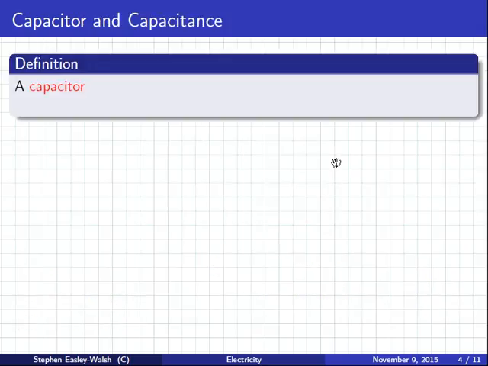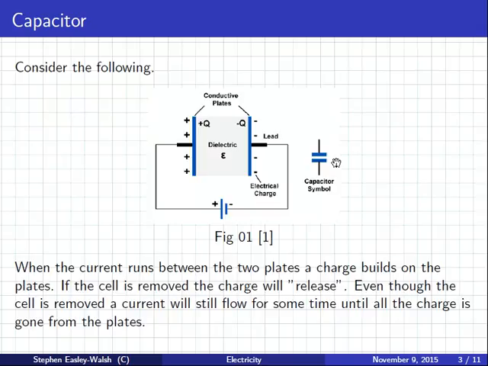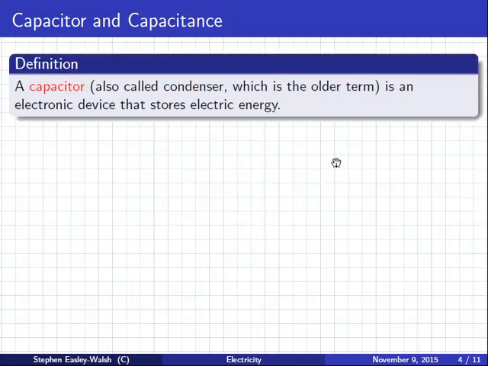Okay. So let's say exactly what a capacitor is. So this is a capacitor. Now it's also called a condenser, but that's a very old word for it. You don't even need to write that down, but if you've got an old physics book, maybe they might call it a condenser. But anyways, we say a capacitor is an electronic device that stores electric energy. That's all it is. Nothing special about it.